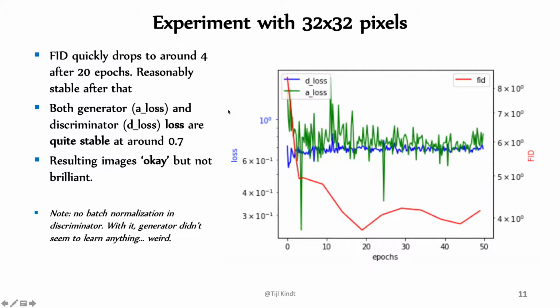What you can see is that the Fréchet inception distance score, which is shown in red here, quickly drops to around 4, and the loss of the discriminator and the generator are around 0.7 and quite stable actually.